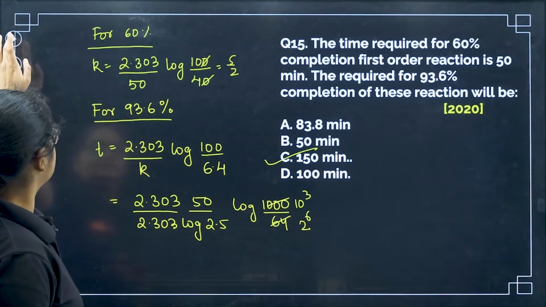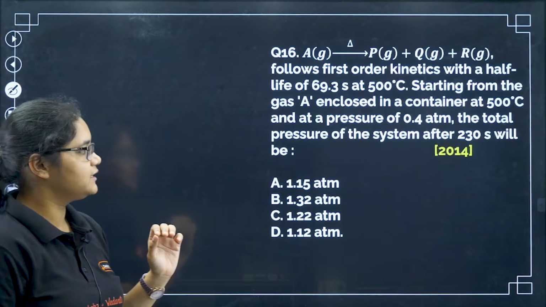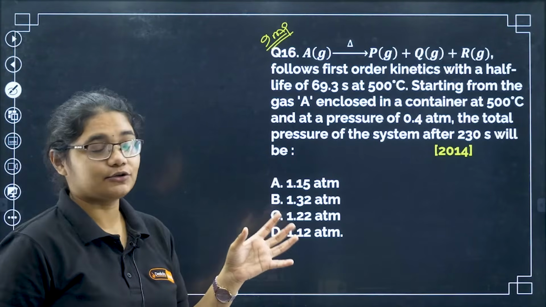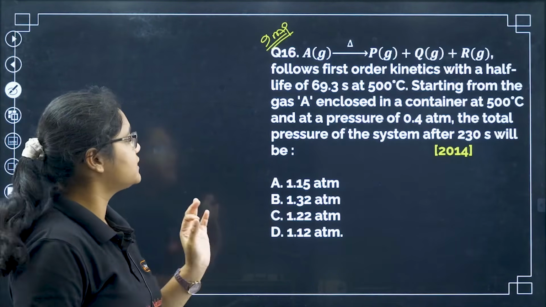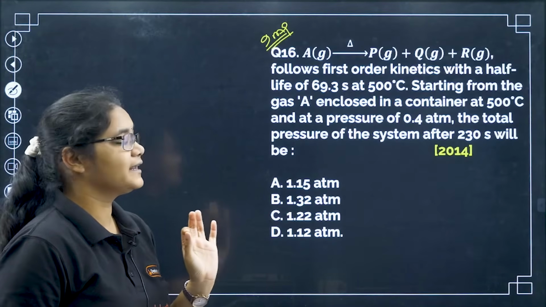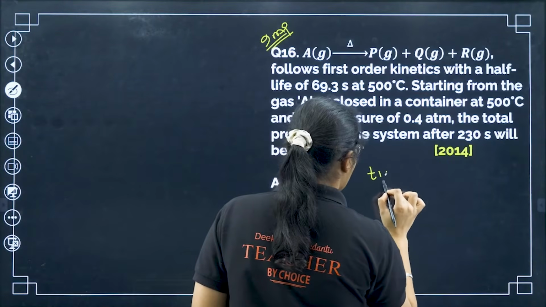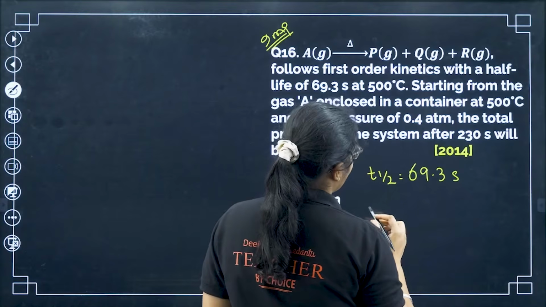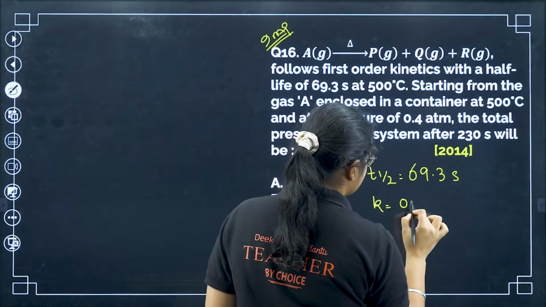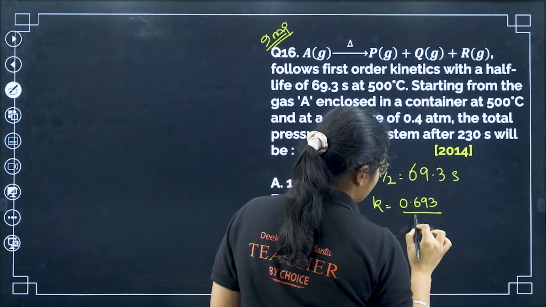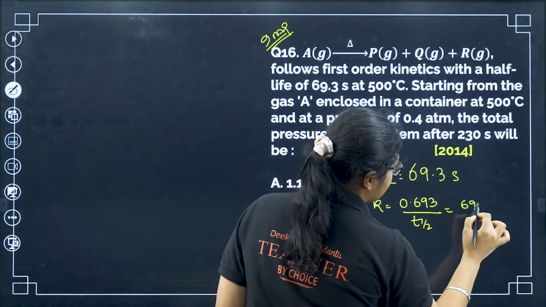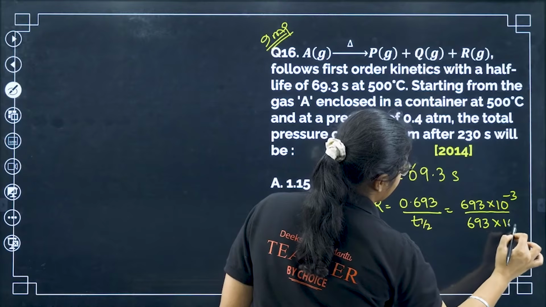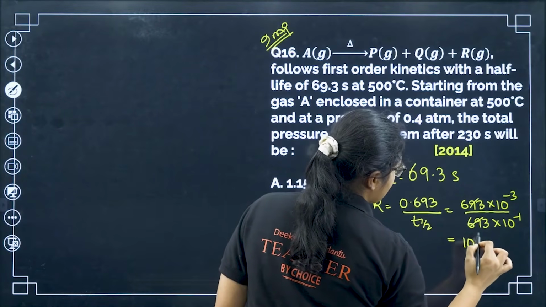Okay. Next, we'll move to question number 16. This is an important question. For gaseous reactions, A gives P plus Q plus R, follows first order kinetics with a half-life of 69.3 seconds at 500 degrees Celsius. So what is T half? 69.3 seconds. So what can I write for the K value? K value is 0.693 by T half, so that is equal to 693 into 10 to the power of minus 3 divided by 693 into 10 to the power of minus 1. So if I cancel this, I'll get 10 to the power of minus 2.